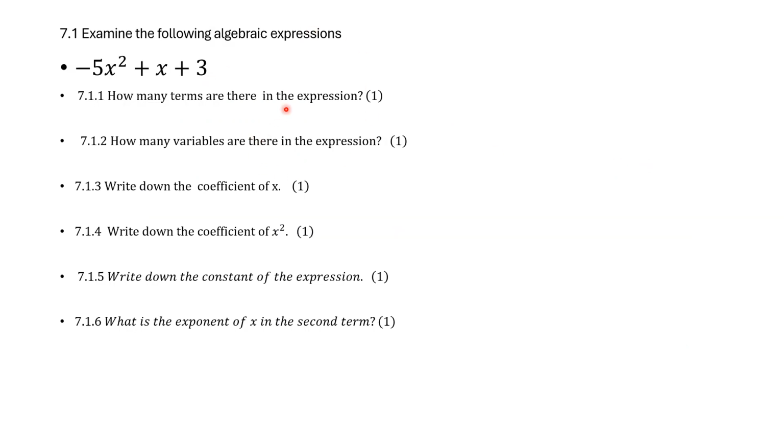So these questions are taken from previous past exam papers that were set. It's just meant to prepare you for what you should expect and see in your upcoming exams. Right, so examine the following algebraic expression. They gave me minus 5x squared plus x plus 3. How many terms are there in the expression? So how many terms can we count there? How many variables are there in the expression? So you need to know what's a variable. Write down the coefficient of x. Write down the coefficient of x squared. Write down the constant of the expression. And what is the exponent of x in the second term?